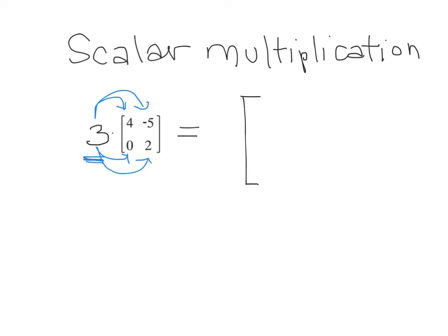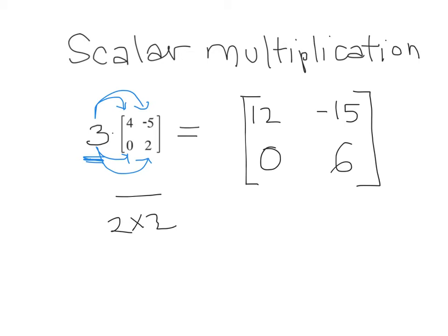So 3 times the matrix shown there would be 3 times 4, 12, 3 times -5, -15, 3 times 0, 0, and 3 times 2, 6. My final answer with scalar multiplication is always the same size as the matrix I started with. This one was 2 by 2, so my final answer will also be 2 by 2.